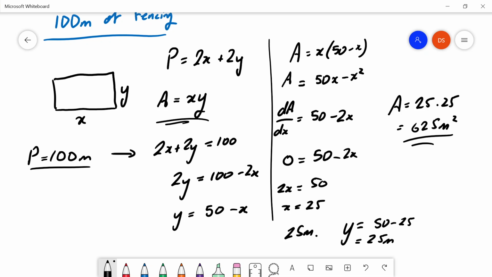I hope that helps. Now you can use this strategy to apply to even harder problems. Now you might have cubics and stranger algebraic equations to maximize, but this is the main idea.